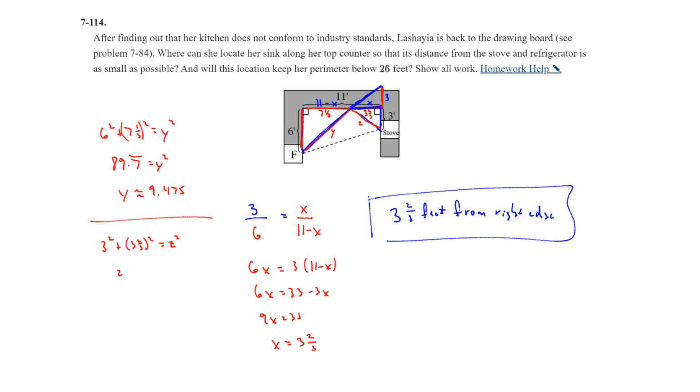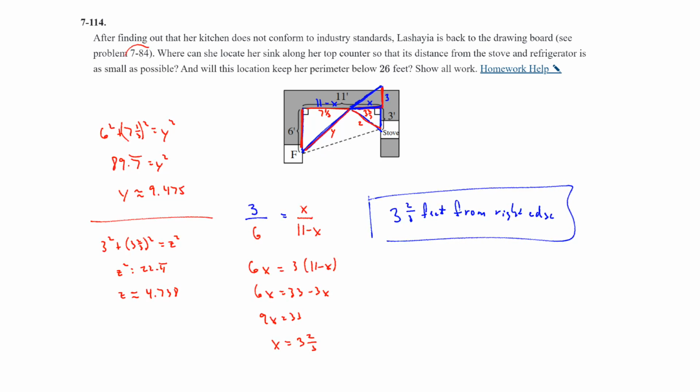And so z squared is equal to 22.4 repeating. Take the square root of both sides, and z is approximately 4.738. Alright, now that gives us two of the distances. We still need the third distance.